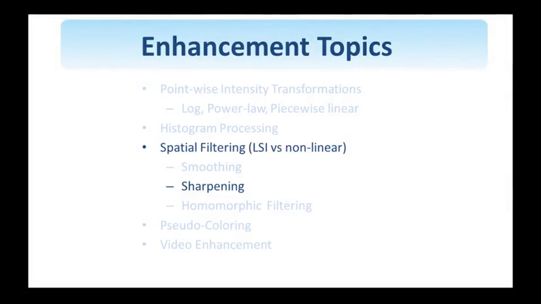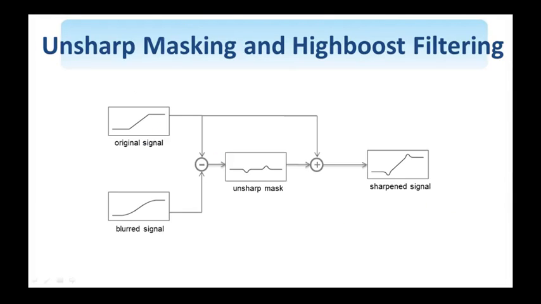We discuss next the use of special filters towards sharpening an image, which results in an enhanced image. This technique has been used for many years by the printing and publishing industry to sharpen images. So given an original image here, or original signal, we blur it, and this blurred version is the unsharp version of the signal. Subtracting it from the original image gives rise to the unsharp mask. Then this unsharp mask is added to the original image, resulting in the sharpened signal.